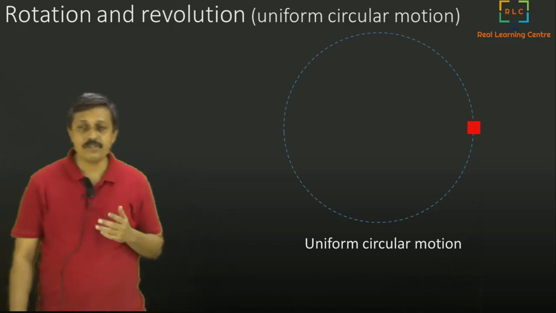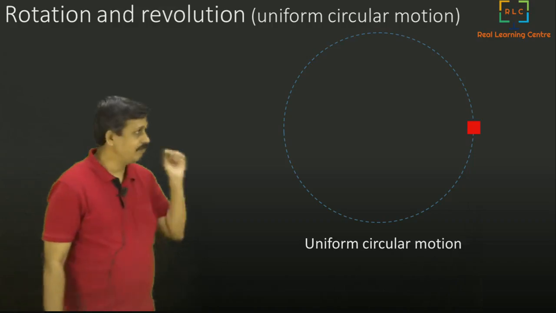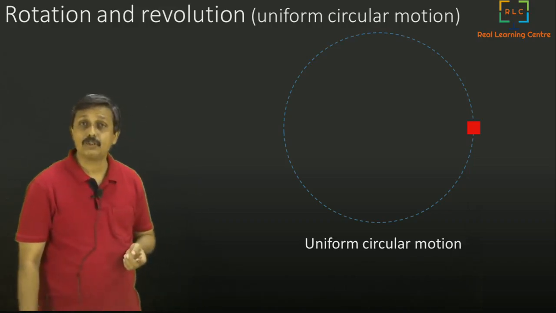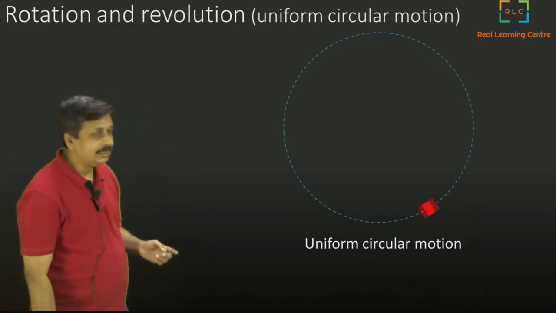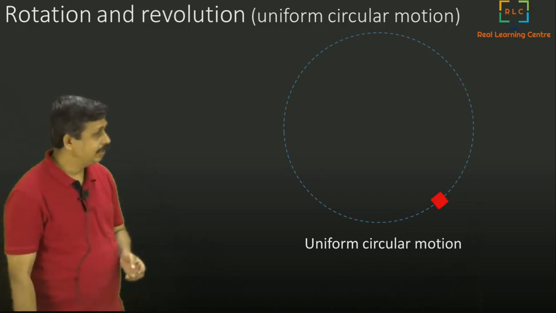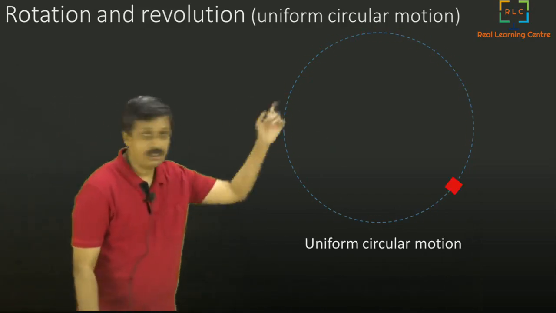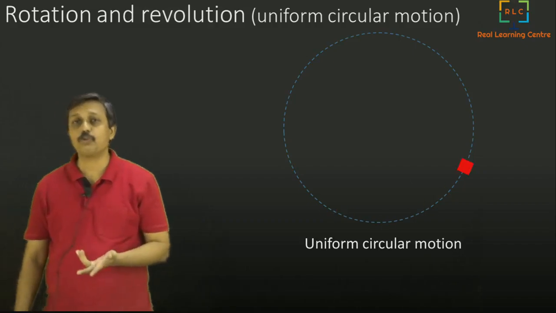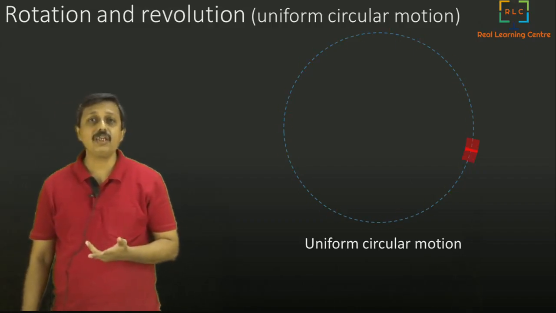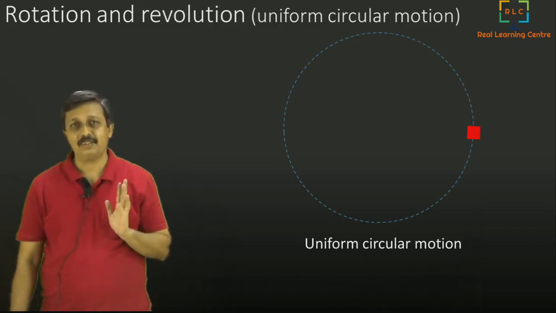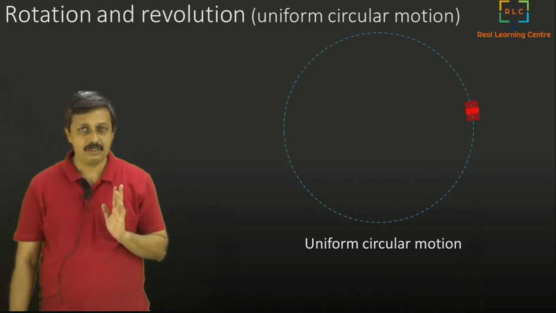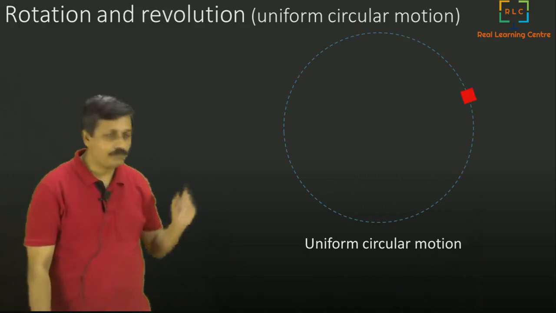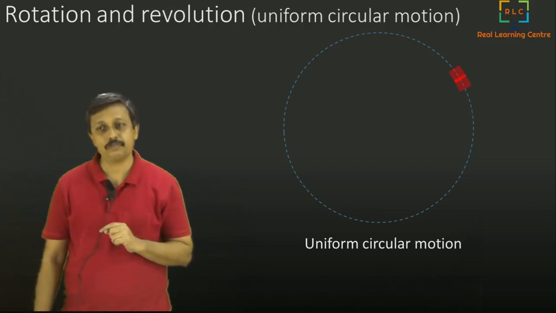Here we are going to use a specific case of a revolution, which is called uniform circular motion. You can clearly see here that this object is going in a circle. It's a uniform circular motion. That means it is going with a uniform speed. It is not changing its speed. It is just changing the direction. So that we call uniform circular motion.